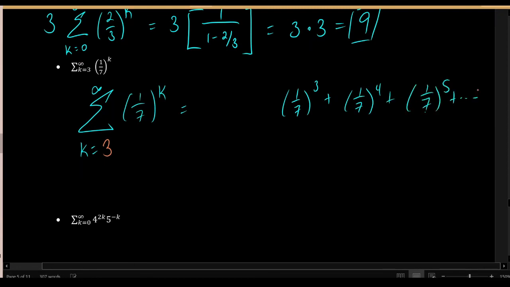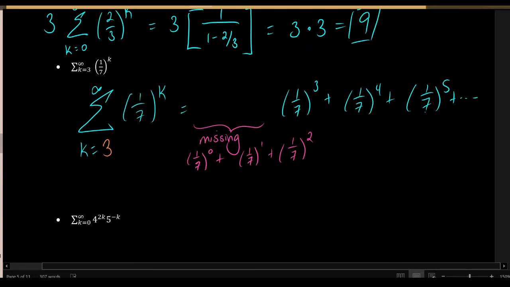So compared to the kind of series that's in the theorem, our series is missing a couple of terms. We're missing 1 over 7 to the power 0, we're missing 1/7 to the power 1, and we're missing 1/7 to the power 2.